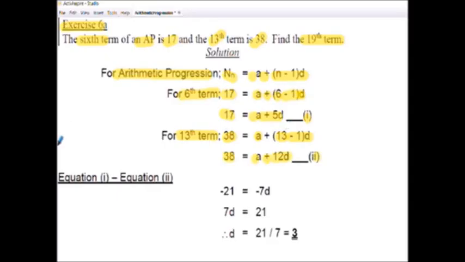To solve the equations, it's now equation 1 take away equation 2, and I can see that will eliminate the a value from the expressions. So on the left hand side, 17 take away 38 is minus 21, 6d take away 13d gives me minus 7d. One unknown in one equation, I can now solve that. So rearranging that, 7d is equal to 21, or d is equal to 21 divided by 7, which is 3. I've now got my common difference, d.